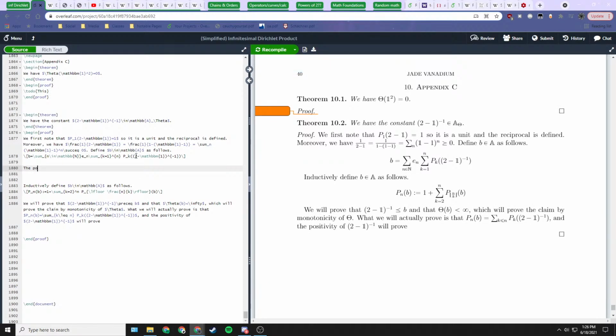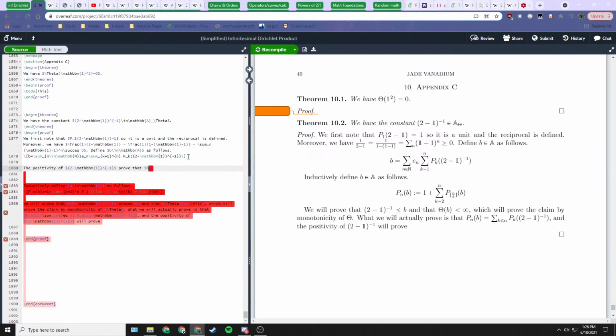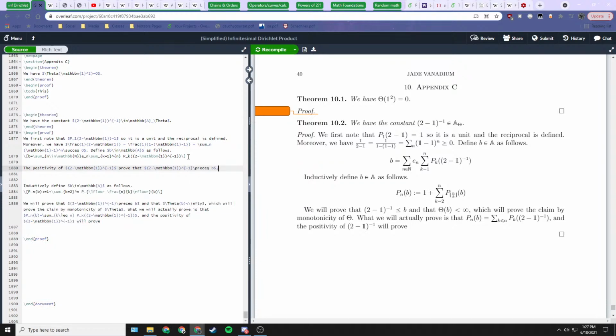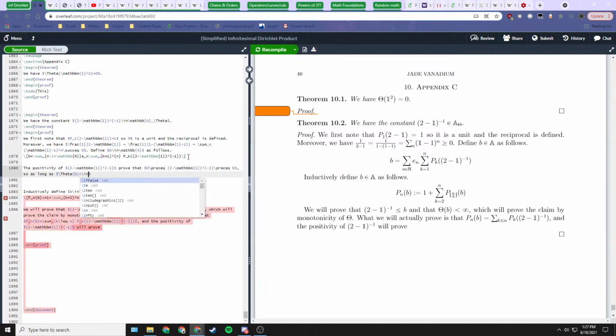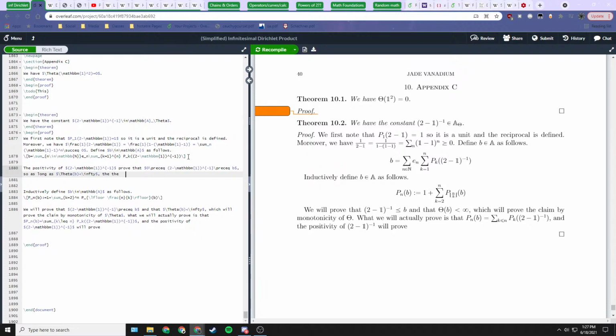So the positivity of this constant proves that this constant is bounded by B. Or rather, we can have 0 bounded by this, bounded by B. So as long as theta of B is less than infinity, the theorem follows from this.